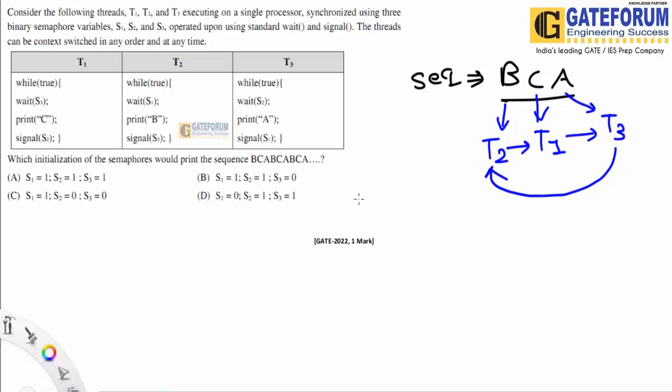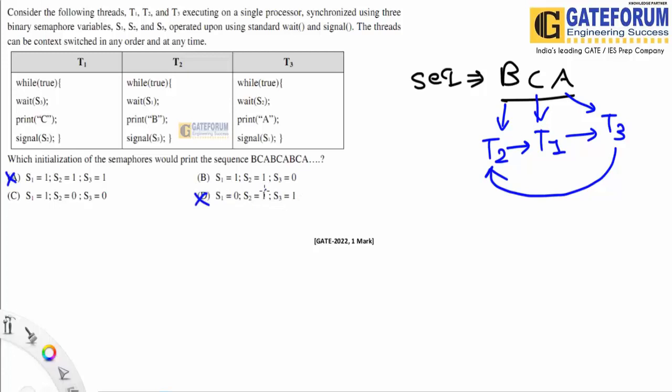So how can you achieve this? Let's take option one, where all three semaphores are 1, so it can go in any order. If it goes to T1 first, S3 has value 1, so it will decrement S3 to 0 and print C first. So this would be totally wrong. Now we'll go with option B, S3 is 0. Even with option D, S3 is 1, so we will ignore that option.